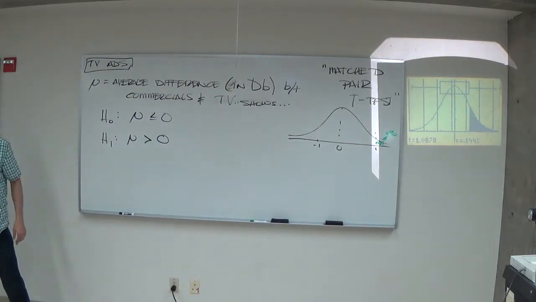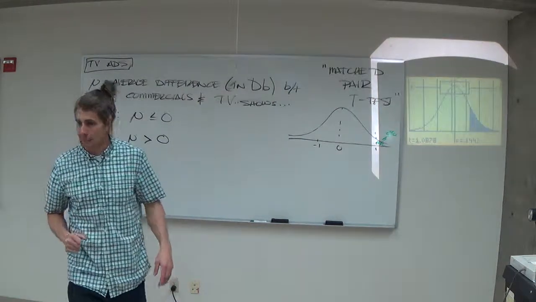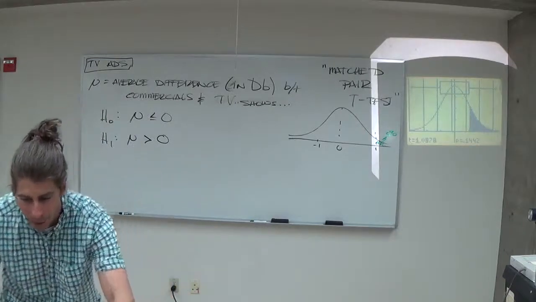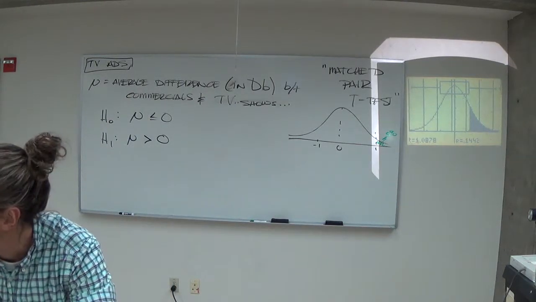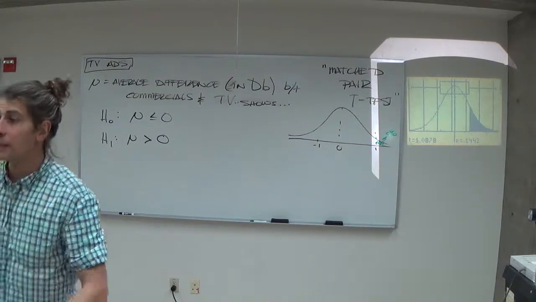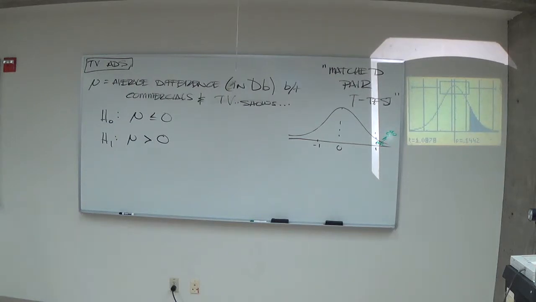Let's finish this out. We got a p-value, 14.5%, which is bigger than 5%. So does it appear or not appear? It does not appear that TV commercials are significantly louder than their shows. It does not appear that TV commercials are significantly louder than their shows.